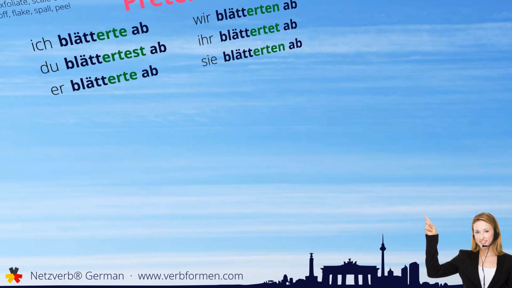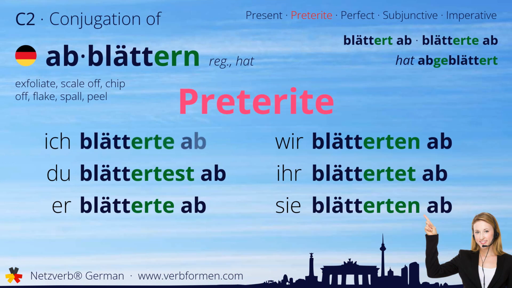Next up is the preterite. Ich blätterte ab. Du blättertest ab. Er blätterte ab. Wir blätterten ab. Ihr blättertet ab. Sie blätterten ab.